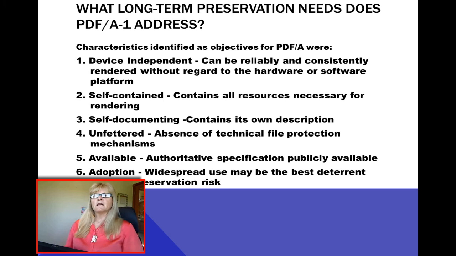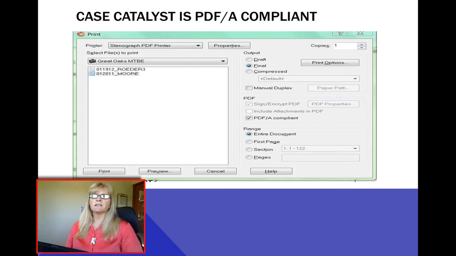Without really going into the specifics of what long-term preservation needs the PDF/A-1 addresses, just real briefly, it doesn't allow you to encrypt the file. It does allow for metadata on the document so that researchers down the road have access to that type of information. Any type of reader will be able to open this file in the future, and the widespread use is very likely because it's in PDF.